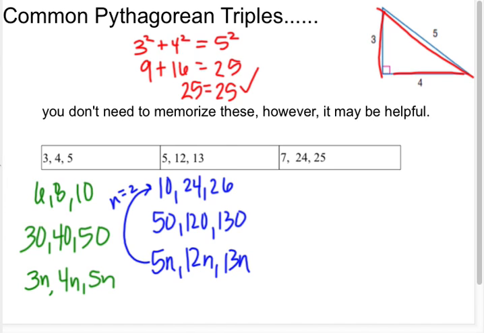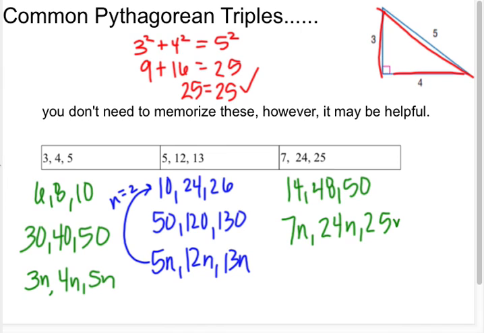And lastly, my other one I want to talk about is 7, 24, 25. So same idea. If I multiply each one by 2, those are a Pythagorean triple. I can multiply them by 10. That'd be a Pythagorean triple. I can multiply by 100. That'd be a Pythagorean triple. So whatever n is, I can multiply by, and that will get me a new set of Pythagorean triples. Okay.